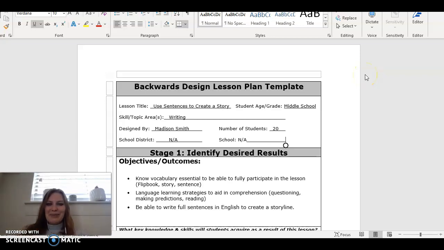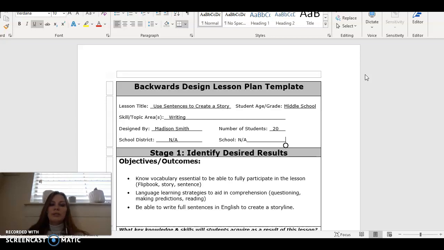Hi, okay, so I'm going to be explaining my backwards lesson design plan for the writing section. This lesson plan that I created will basically be targeted towards middle school ages, somewhere around there, and about 20 students. The title of my lesson is called "Use Sentences to Create a Story."